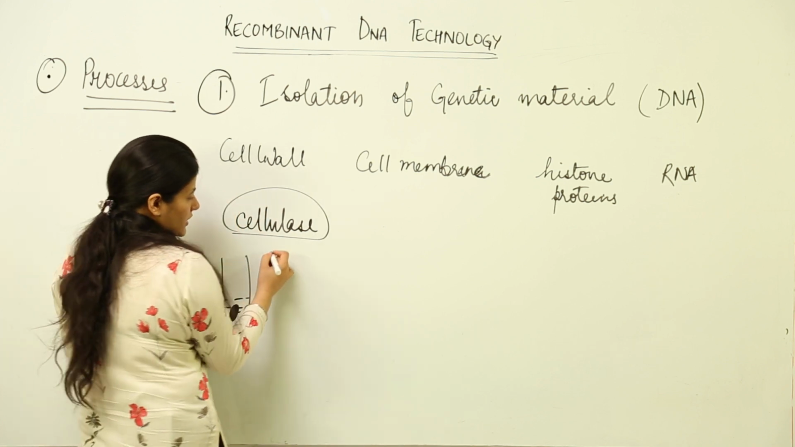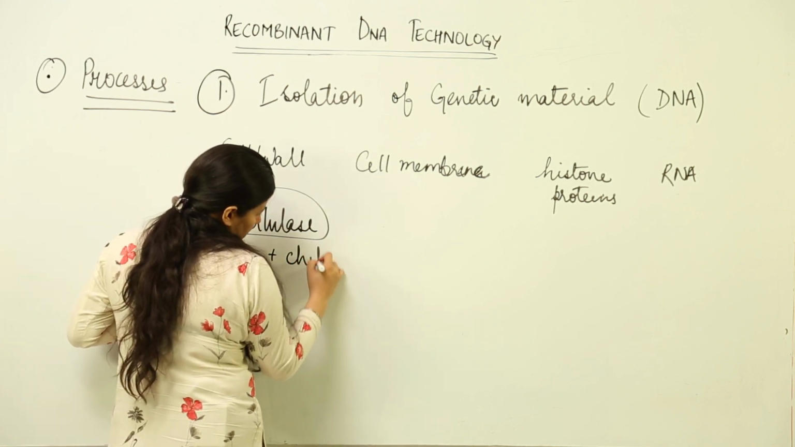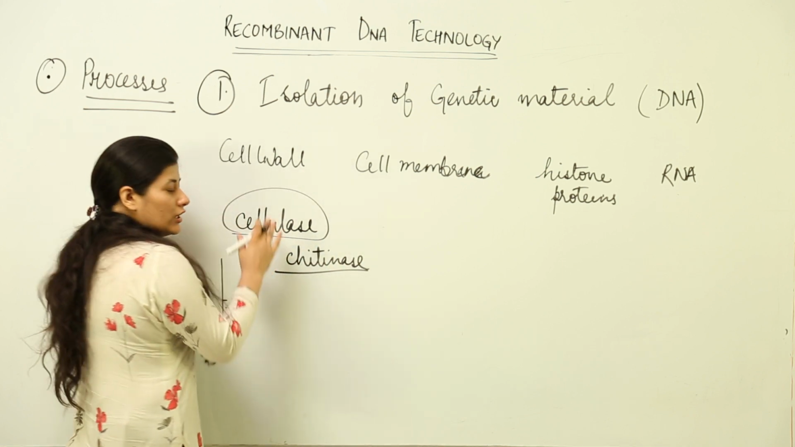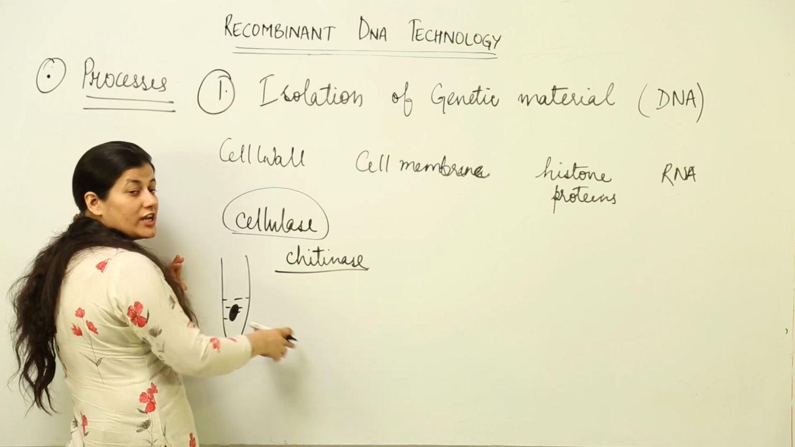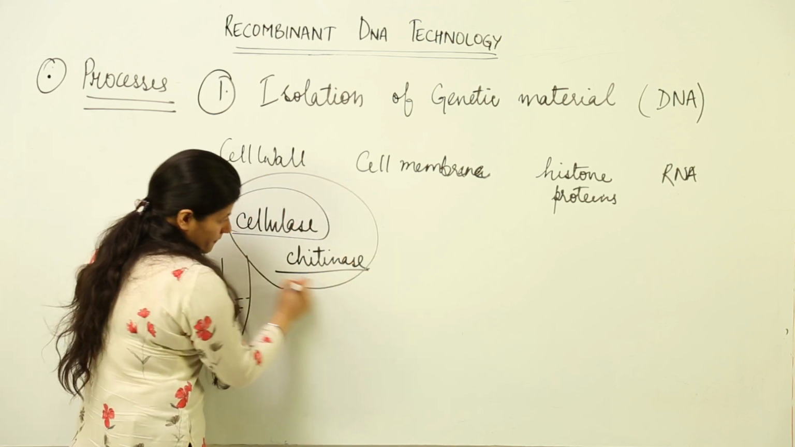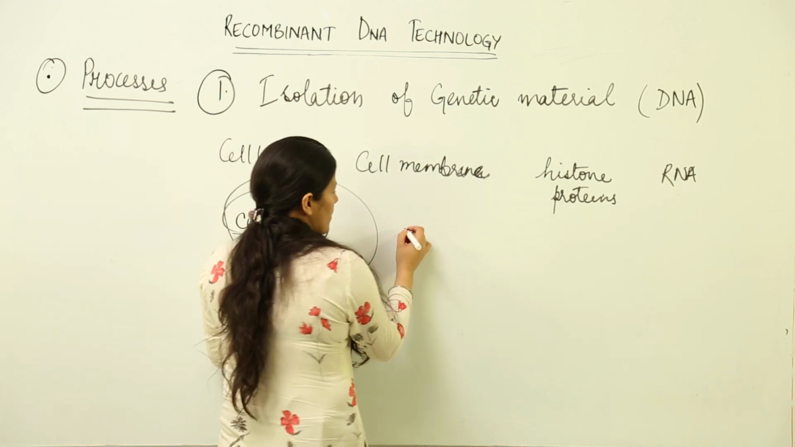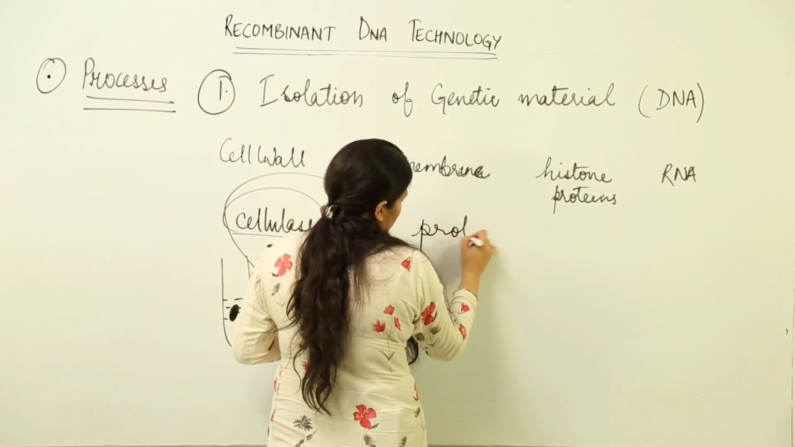Supposedly it is a fungal cell. You will have to add chitinase. Whatever the cell wall is made up of, knowing that, you have to put an enzyme which digests the cell wall. Okay, that is to be added. Then for digestion of the cell membrane, you have to add proteases.